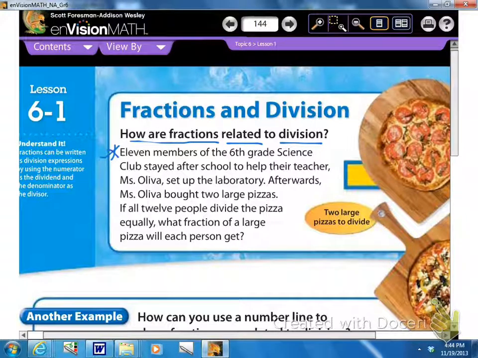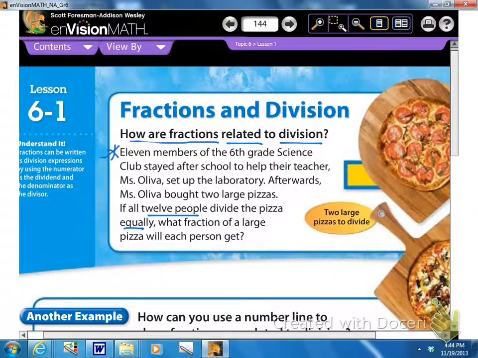11 members of the 6th grade science club stayed after school to help their teacher, Miss Olivia, set up the laboratory. Afterwards, Miss Olivia bought 2 large pizzas. If all 12 people divided the pizza equally, what fraction of a large pizza would each person get?